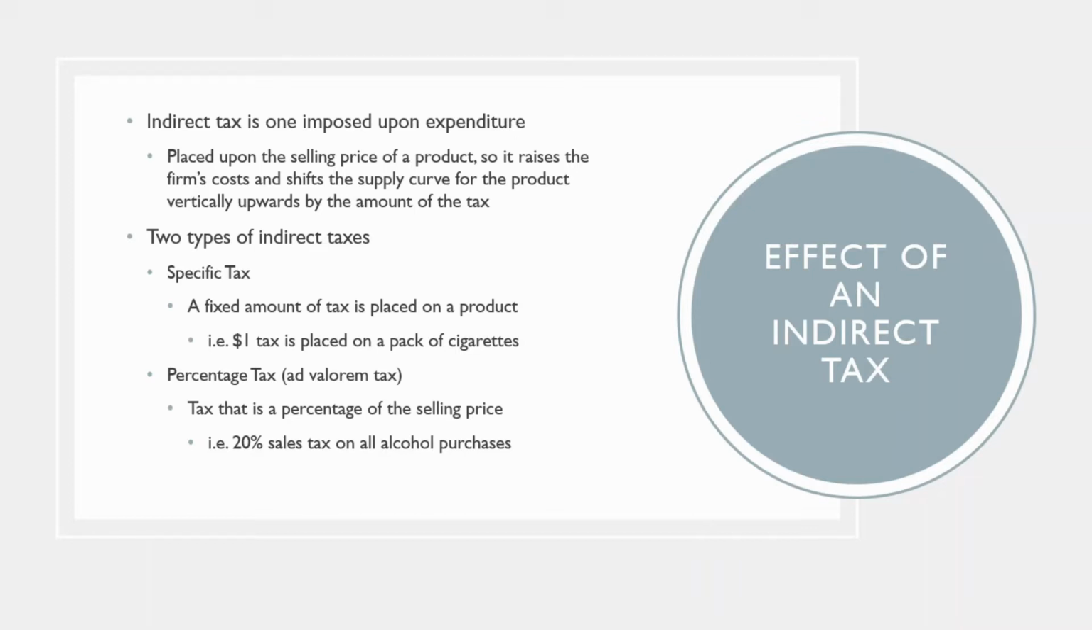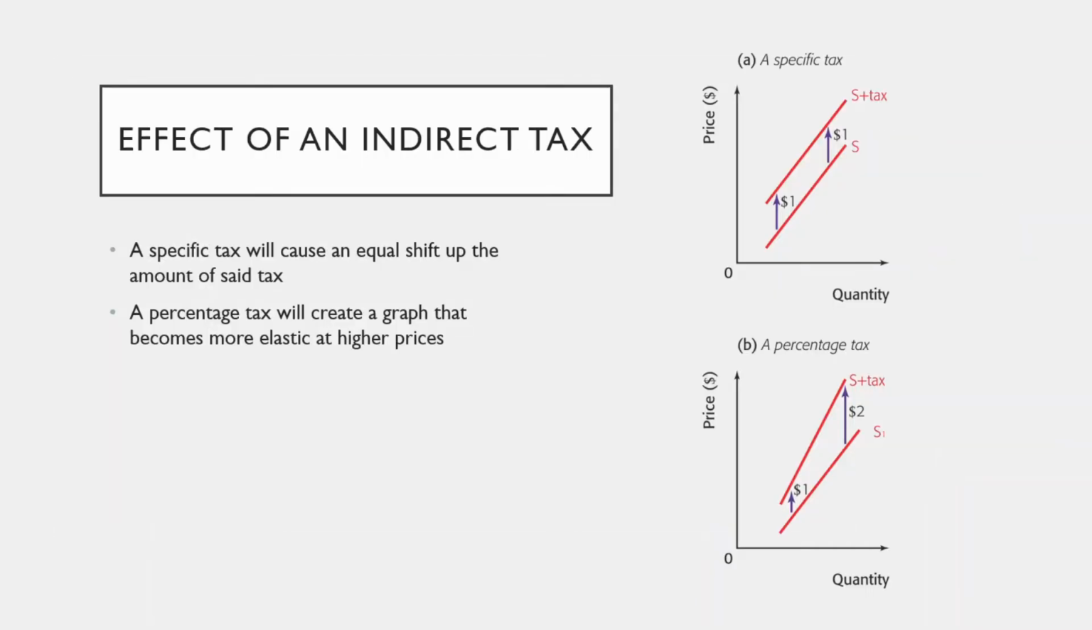There's two different types of taxes. We have a fixed tax, so this would be like a $2 tax on a pack of cigarettes, and an ad valorem tax. This is a percentage tax, like a 20% sales tax on all alcohol purchases. These are how they look. If you look at a specific tax right here, the lines are still parallel to each other. For an ad valorem tax, it is going to be more elastic, and the percentage will become higher at higher prices.